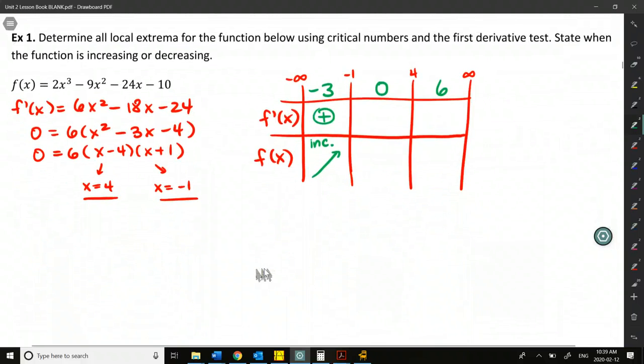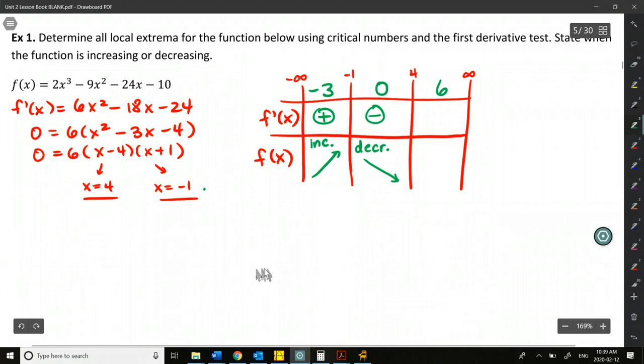Okay, now sub in 0, we're going to get a positive times a negative times a positive. That will give us a negative, telling us that f at x is decreasing, meaning it's going down toward the right. Okay, and then if we plug in 6, we'll get a positive times a positive times a positive. So that will give us positive. That tells us that f at x is increasing. So it's going up toward the right.